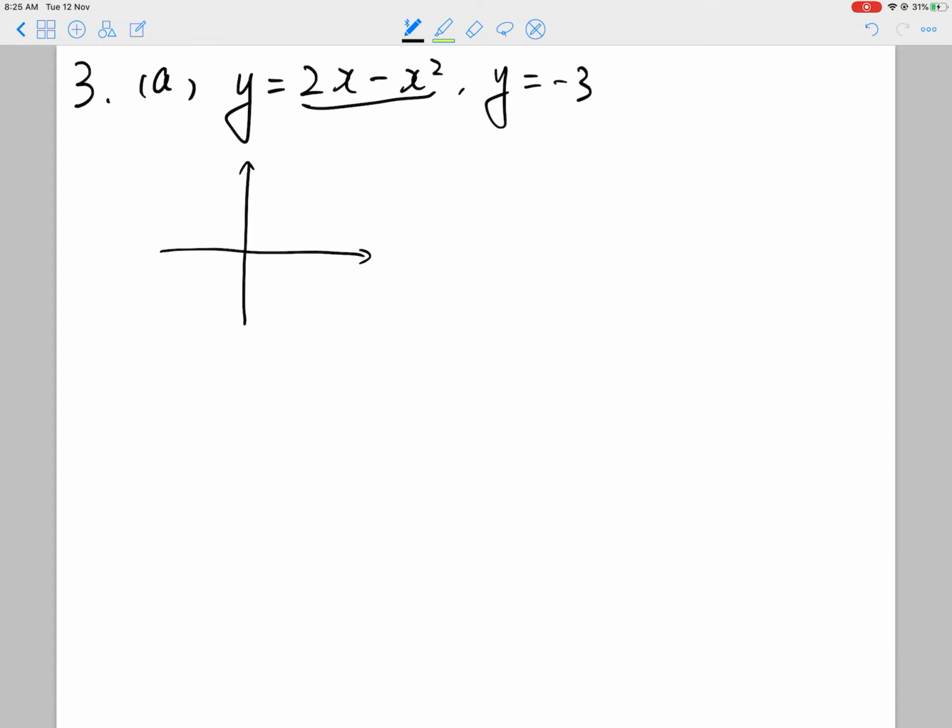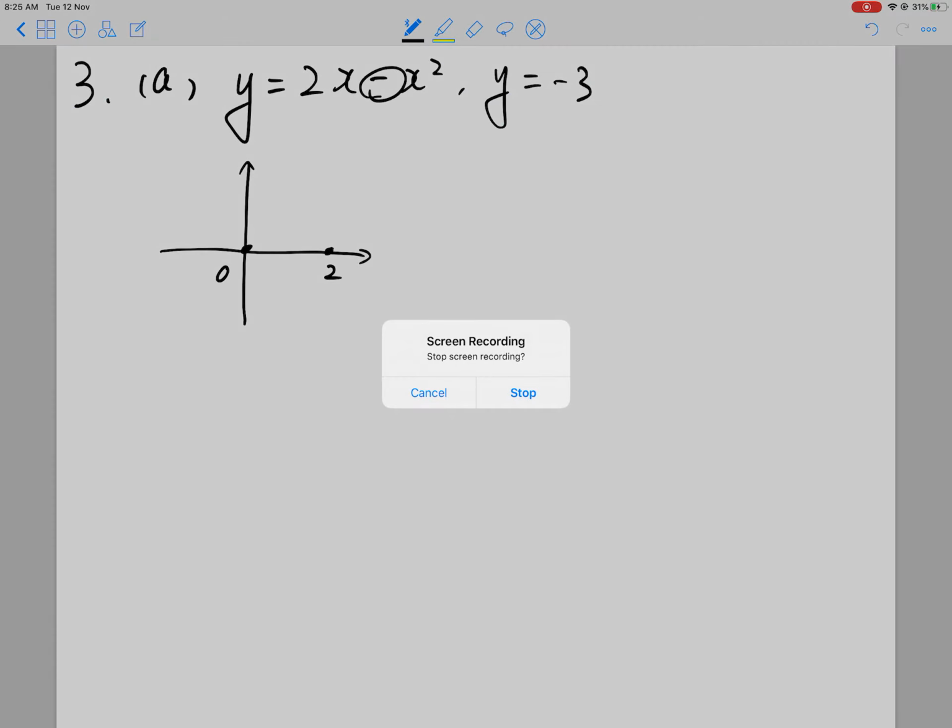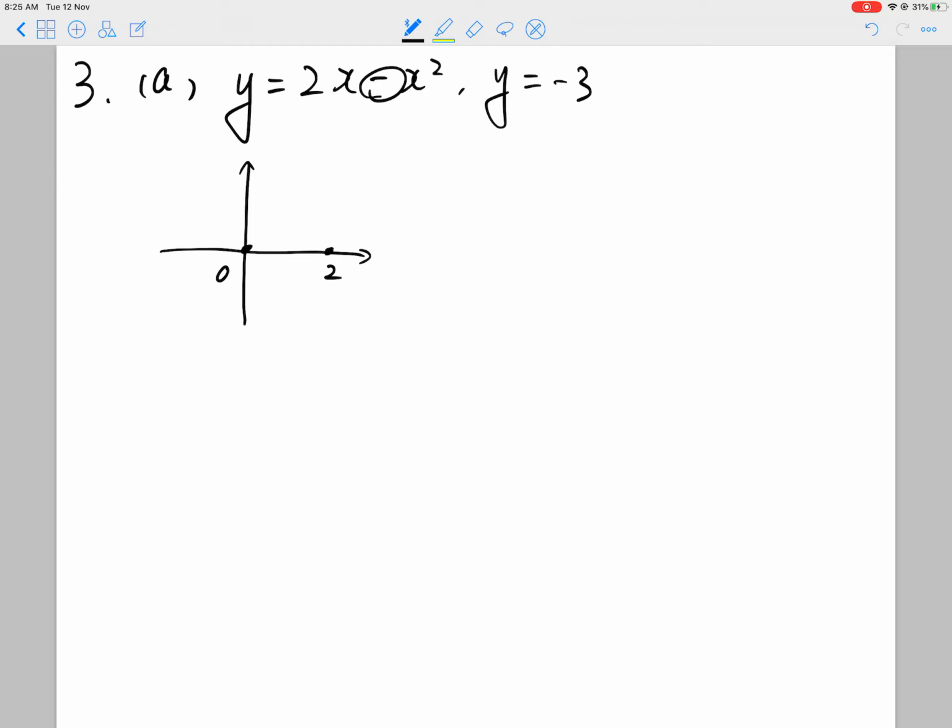Problem 3 is to sketch each of the regions and find the area of the enclosed region. Part A: y is 2x minus x squared and y is negative 3. First you have to be able to draw the graph. For the quadratic equation, you find when y equals 0, right? When x equals 0, y is 0. When x is 2, y is 0. And because it's negative, it should be something like this.